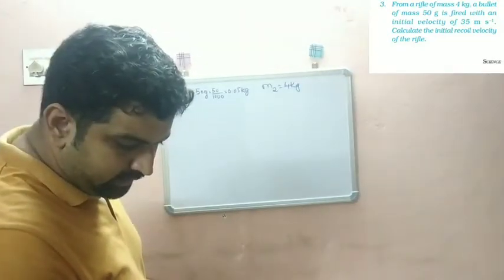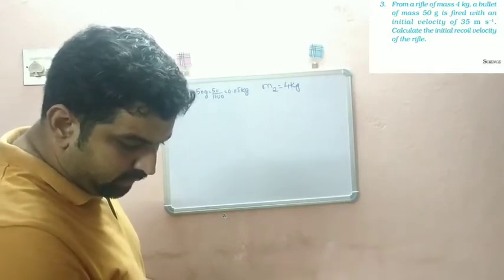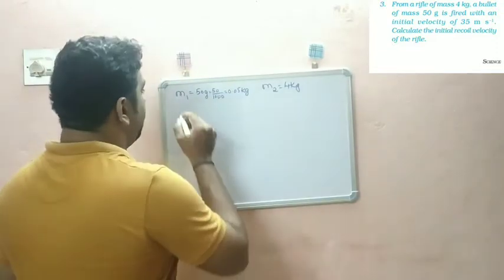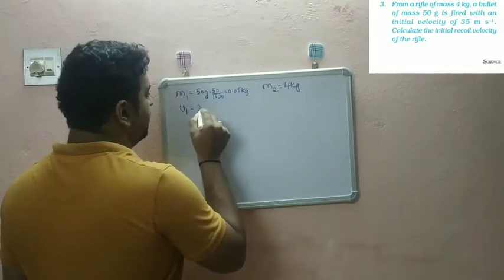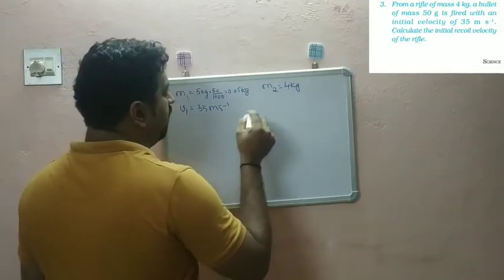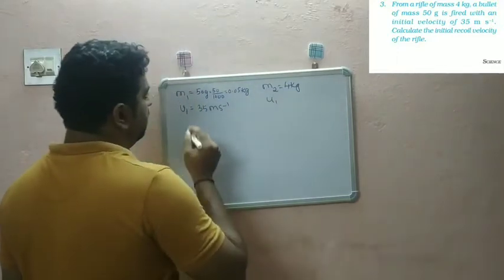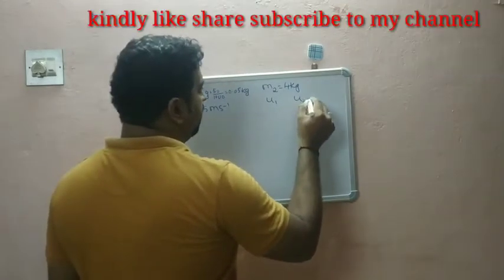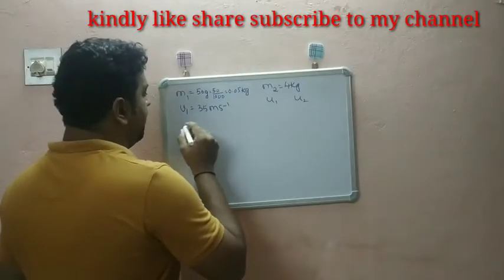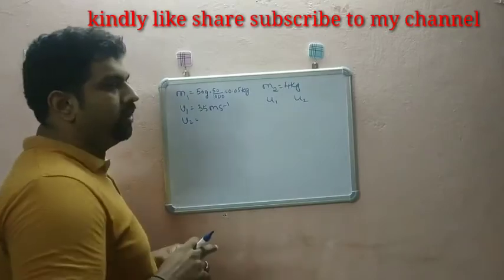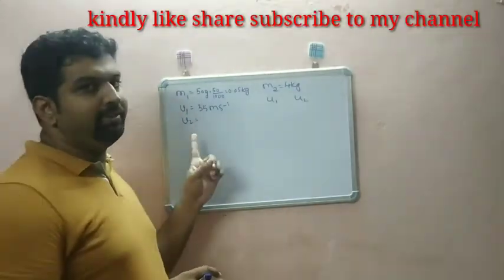Then what are they saying? With the initial velocity of 35 m/s, that is V1, the velocity of the bullet. I am taking 35 m/s. Now the U1 I have taken, U1 will be the initial velocity of the bullet and U2 will be the initial velocity of the rifle. V1 will be the final velocity of the bullet and V2 will be the final velocity of the rifle. So all these points should be very clear. What is M1, what is M2, what is V1, what is V2.